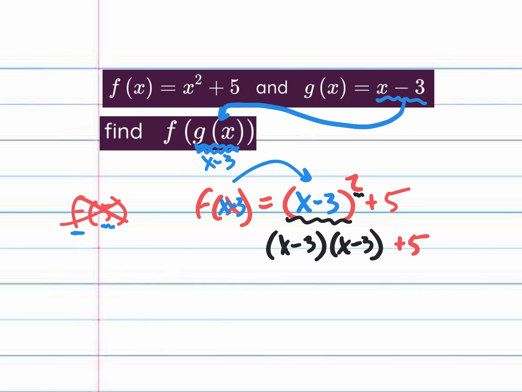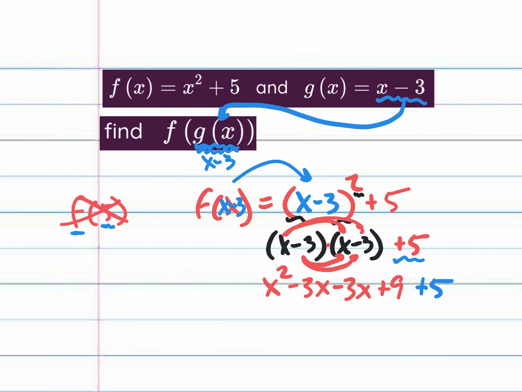Of course, you're going to multiply before adding. So you've got to multiply the binomial times the binomial. x times x, x squared. x times negative 3, negative 3x. Negative 3 times x, another negative 3x. And negative 3 times negative 3 is positive 9. And let's not forget about the plus 5 at the very end.